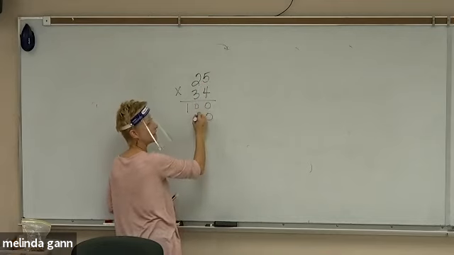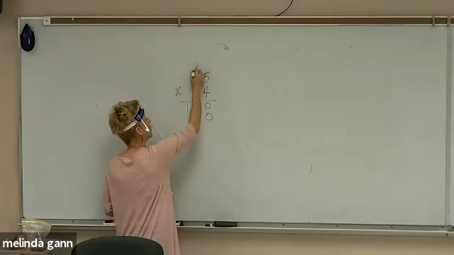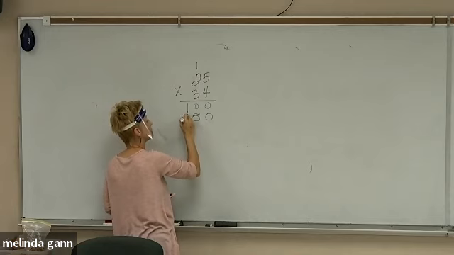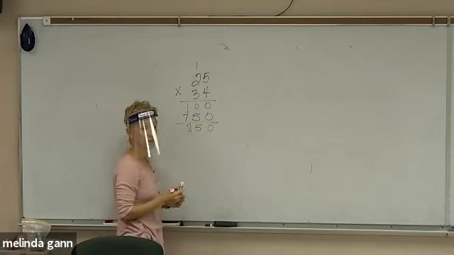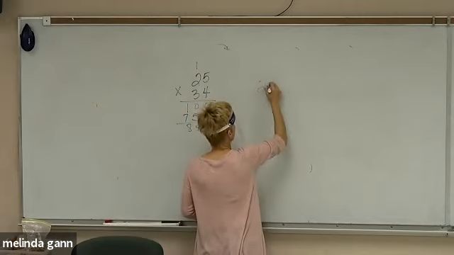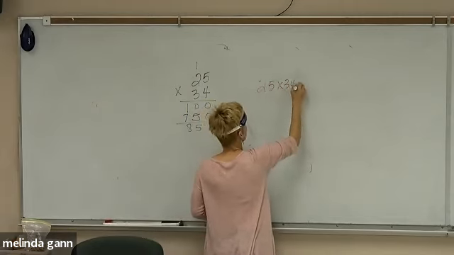5 times 3 is what? 15. Carry my 1. What's 6 plus 1? 7. So you don't get what for your answer? 850. Now instead I want you to work it this way. 25 times 34.